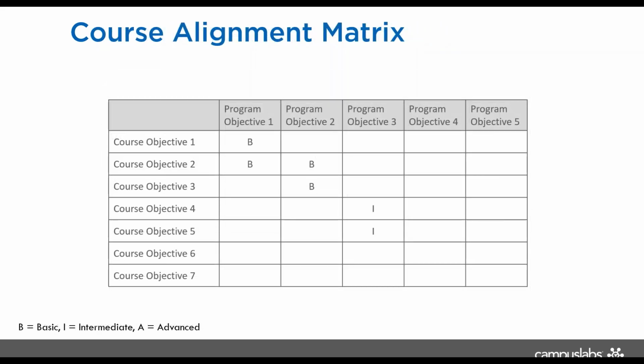So again, in our current example, we are looking at one specific course and how it is aligned to the program. This could be an introductory course, which is why we are only looking at degrees of learning that are basic and intermediate. It also may be why program objective 4 and 5 are not being addressed in this course. These might be higher levels of learning.